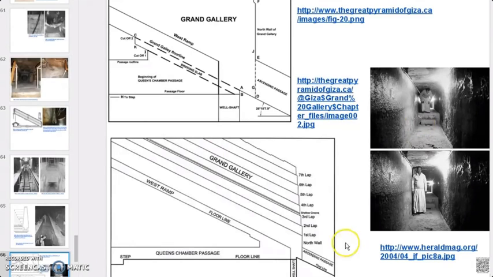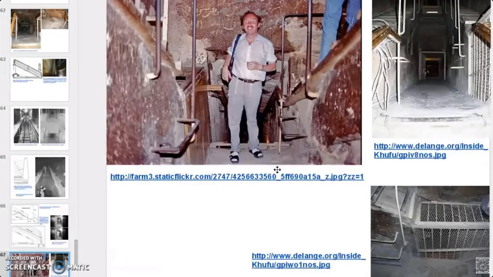This gentleman here is right at this area here, what they like to call the step in the Queen's Chamber passage. And if you look, you can see the watermark along the lines, along the wall. Now, people like to say those are people's hand marks. Well, why would the hand mark be all the way down the entire wall? And I'll show you other pictures where it goes around the circumference of the Queen's Chamber as well.